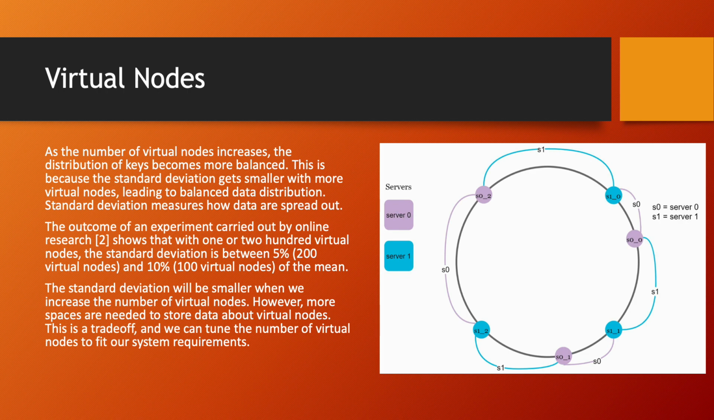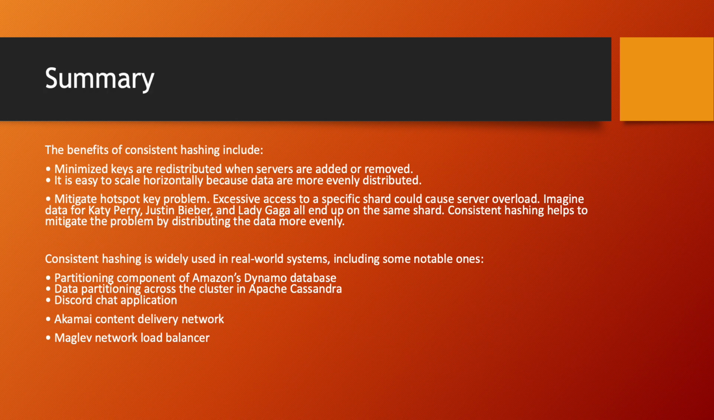The outcome of an experiment carried out by Outline Research shows that with 100 or 200 virtual nodes, the standard deviation is between 10% (100 virtual nodes) and 5% (200 virtual nodes) of the mean. The standard deviation will be smaller when we increase the number of virtual nodes. However, more space is needed to store data about virtual nodes. This is a trade-off, and we can tune the number of virtual nodes to fit our system requirements.